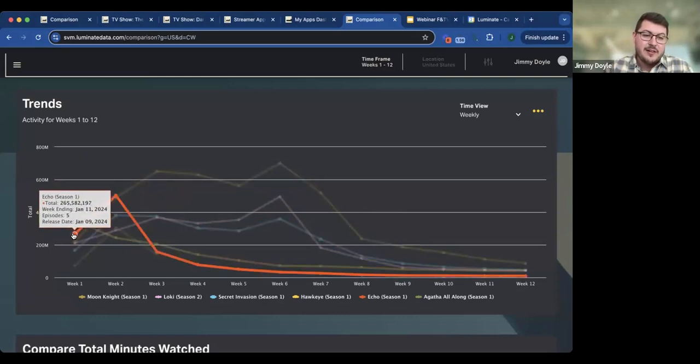When we look at, trying to hover over this red line, Echo, this is one where we see a little bit bigger of a drop off, but that's also not a show that was released weekly. So this is one that is maybe something, once we get the full scope of Agatha's performance, we'd look at as maybe worst performance. It has this big pop of viewership because they released all 5 episodes at once, but then we see it really deteriorate really quickly on that line.